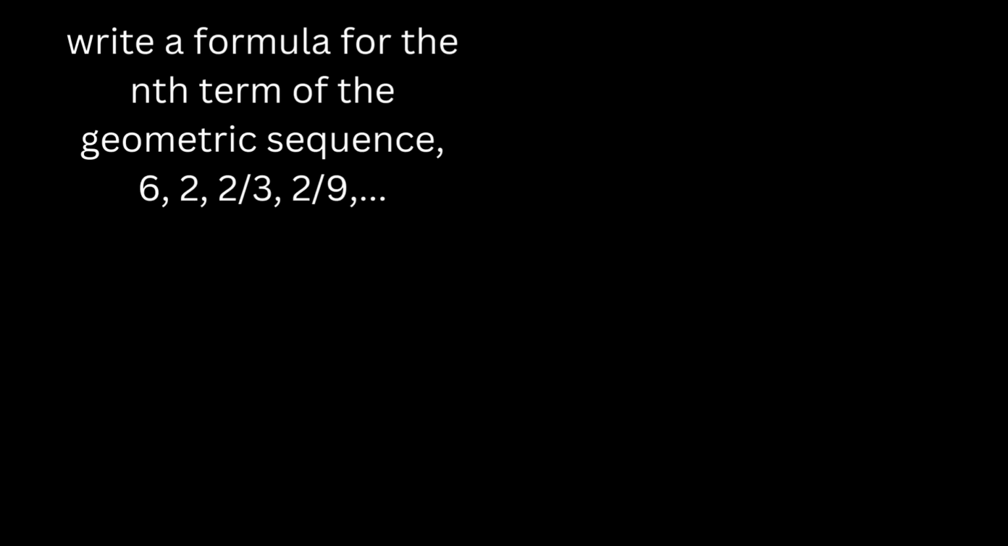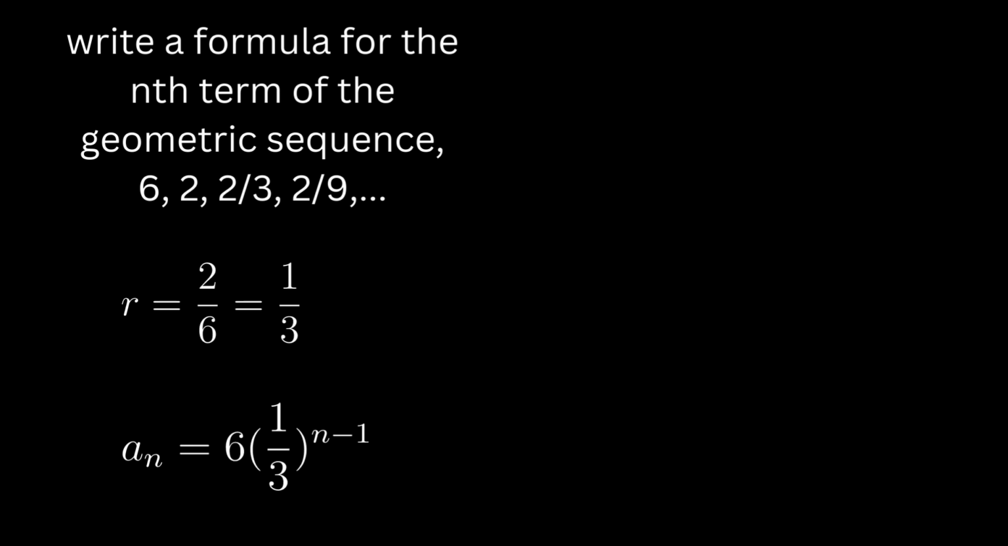Let's apply this formula. For example, write a formula for the nth term of the geometric sequence 6, 2, 2/3, 2/9, and so on. Solution. We can obtain the common ratio by dividing any term after the first by the term preceding. So, r is equal to 2 divided by 6, which is equal to 1/3. Because each term after the first is 1/3 of the term preceding it, the nth term is given by a sub n equals 6 times 1/3 raised to the quantity n minus 1.